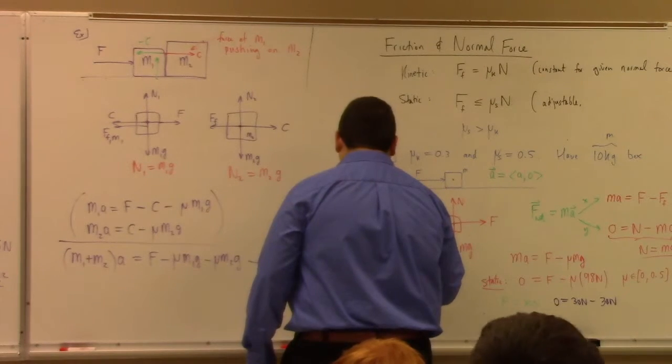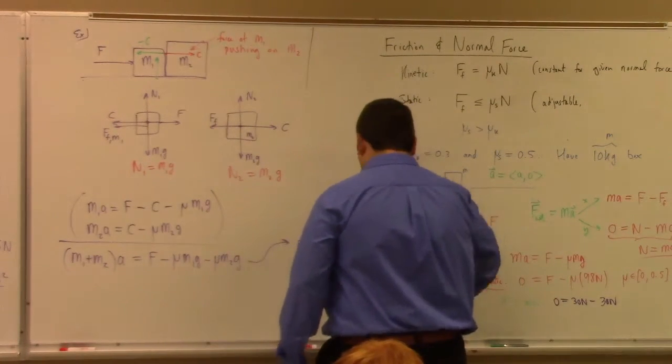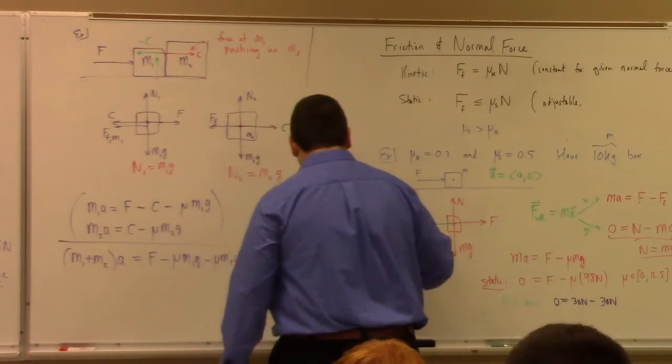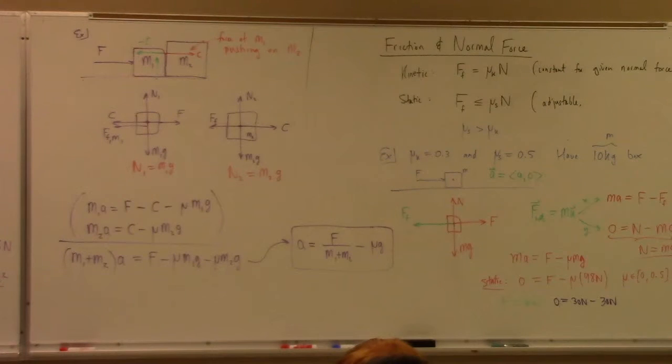Oh, those cancel, don't they? Minus mu g. Sorry, algebra. Huh. Cool. Huh. I forgot it simplified like that. Neat. If mu equals 0, you're back to our previous result. It's a good sign.